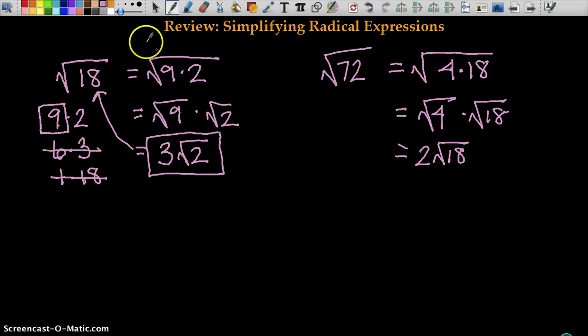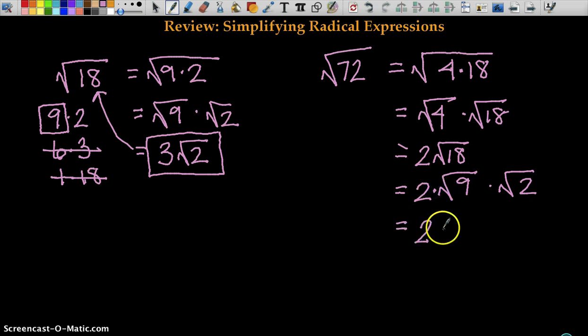We know from this previous example over here on the left that 18 has a perfect square that goes into it as well. So square root of 9 times the square root of 2. Remember that once you do this, everything here is multiplication, so this becomes 2 times the square root of 9, which is 3, times the square root of 2. So you end up with 6 times the square root of 2. And there you go. Voila!